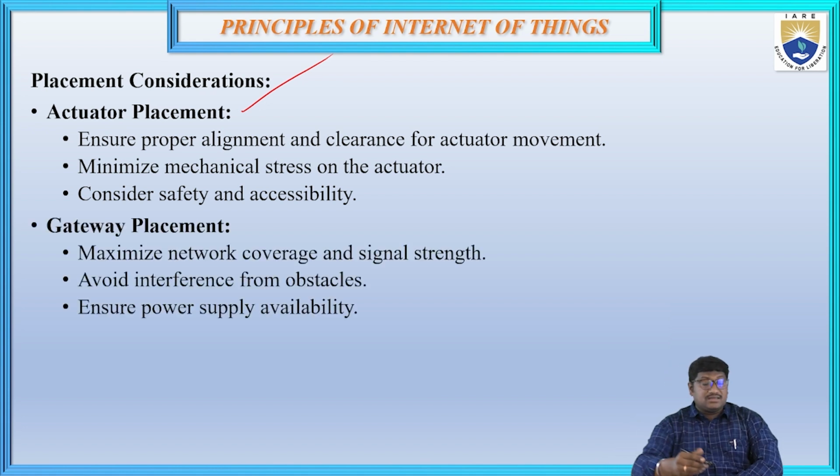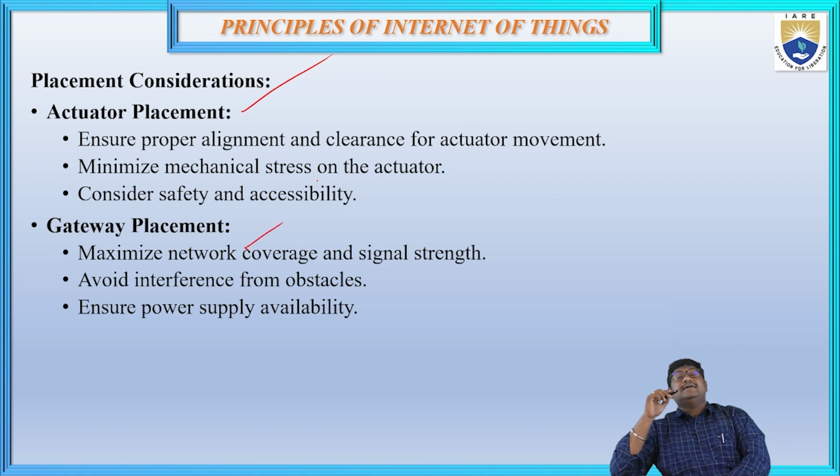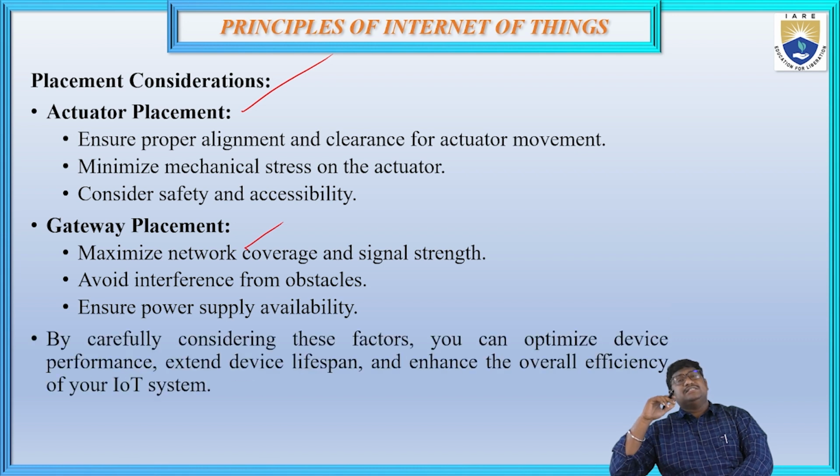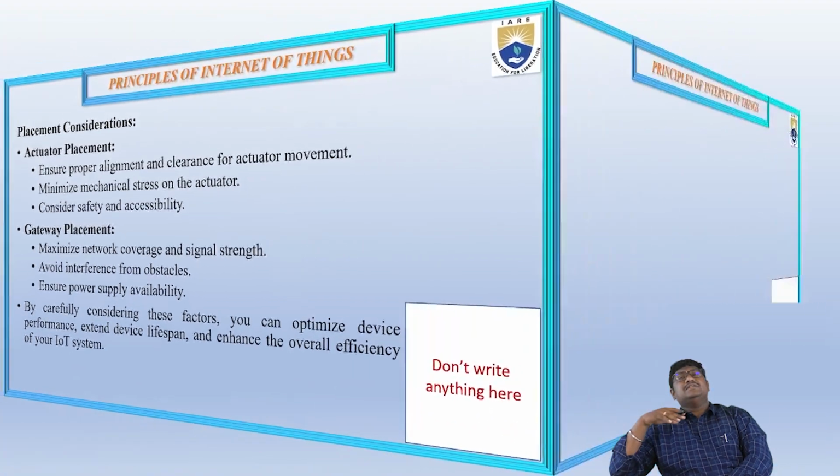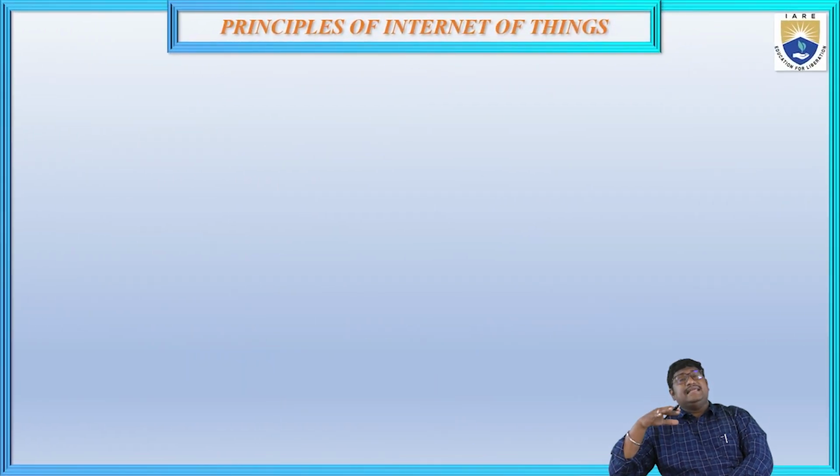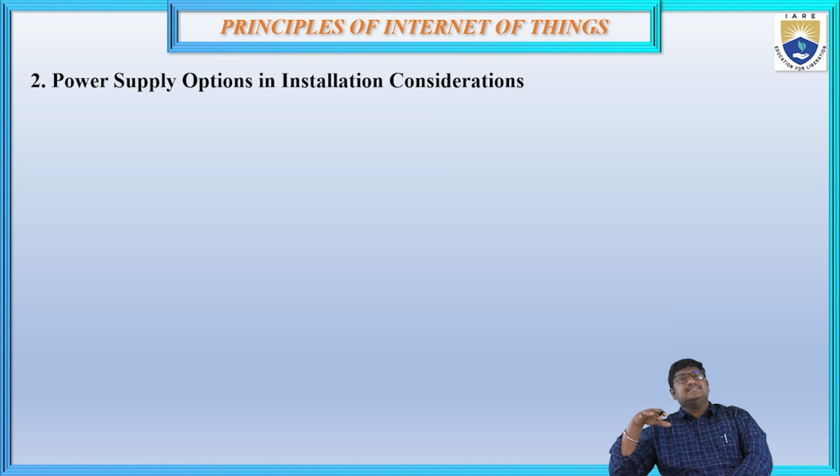And what are the gateway placements which need to be considered at the time of installation? We need to maximize the network coverage, we need to avoid interference, and we need to ensure good power supply availability. So by considering these factors, you can optimize the device performance and also extend the device lifespan. Overall, I can say one thing: you are going to enhance the efficiency of your IoT system by considering these mounting and placement considerations in detail.